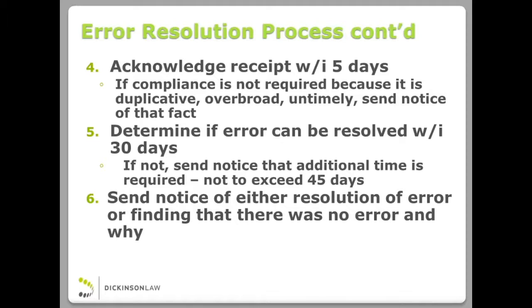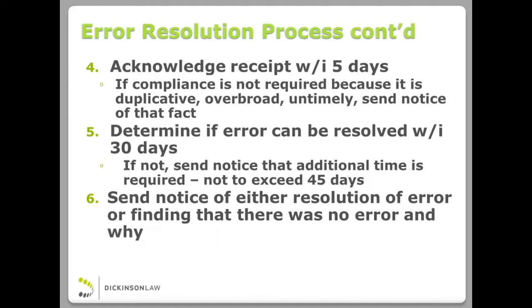The next step, the fourth step, is the acknowledgement of receipt. If you've determined that it's duplicative, overbroad, or untimely, within 5 days, respond and notify the borrower of that fact. If it's a validly asserted error and they've provided the information, it's not untimely, overbroad, or duplicative, then you just acknowledge receipt within 5 days. So you send them a very brief letter that says, we've received this on this date, then notify them of the timing within which you'll respond.